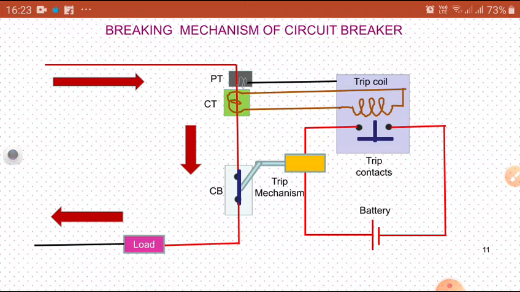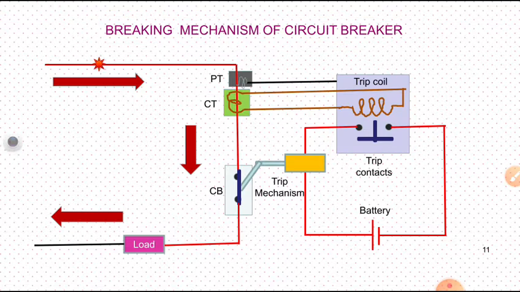Now you can see in the normal condition, if no fault occurs, the current comes here and simply goes to the load, through the load. At the same time, the CT is also taking the current. Now the trip contact is unable to go to the upper side. The breaker is in a closed condition. It is a normal operating condition.